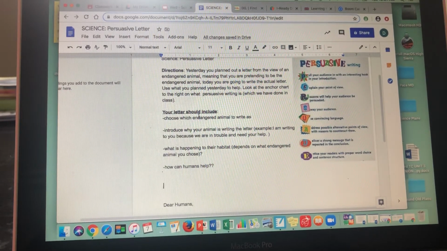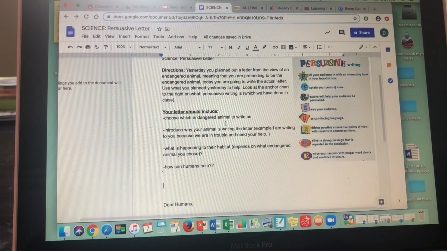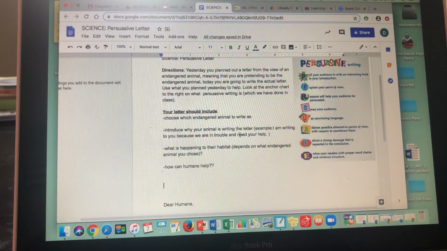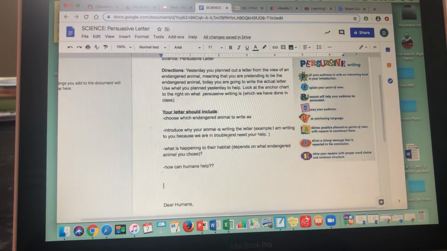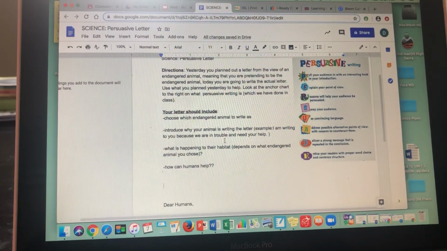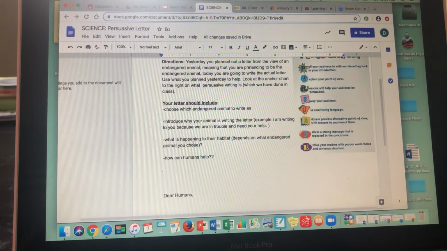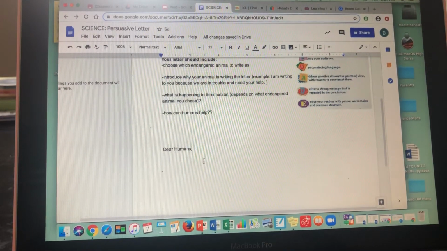Your letter should include: choose which endangered animal to write as, introduce why your animal is writing the letter, and I put a little example for an introduction sentence. I am writing to you because we are in trouble and need your help. What is happening to their habitat, which depends on which animal you choose, and how can humans help?